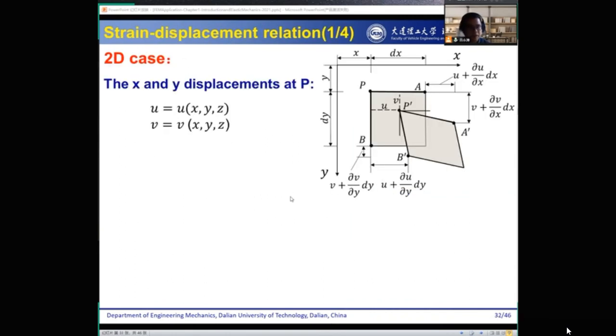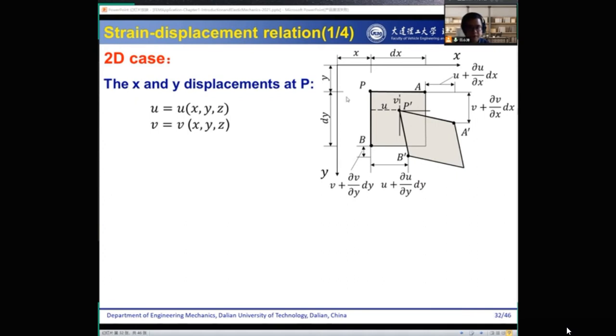And the second topic is the stress and displacement relationship. Here we look at the 2D case. We have an object with points A, P, and B, and it is deformed. This is the deformed shape: A bar, P bar, and B bar.